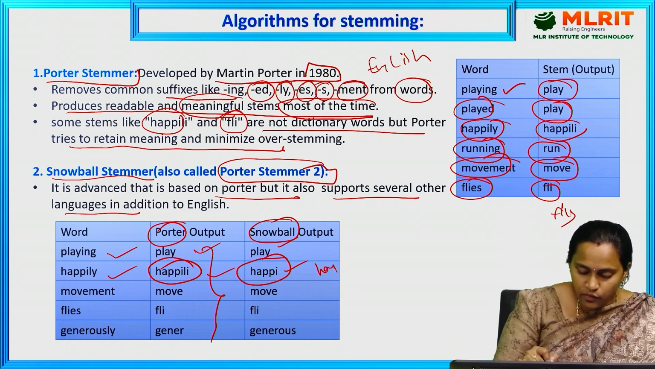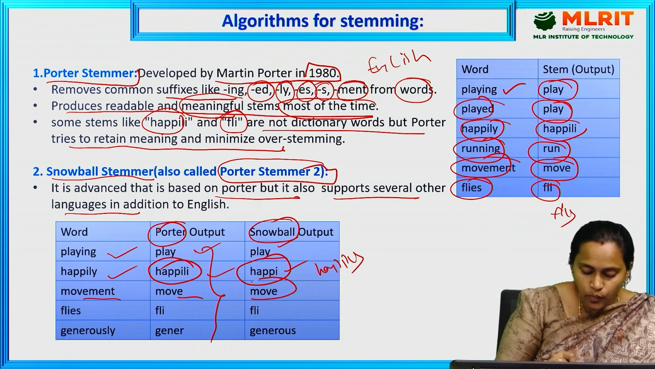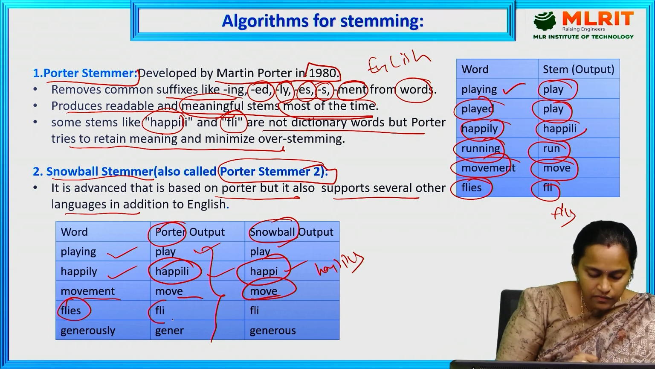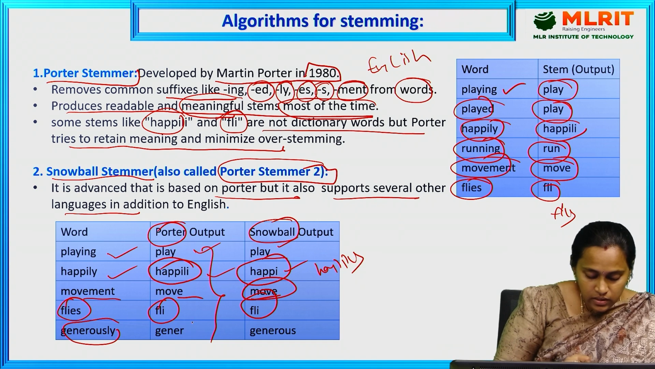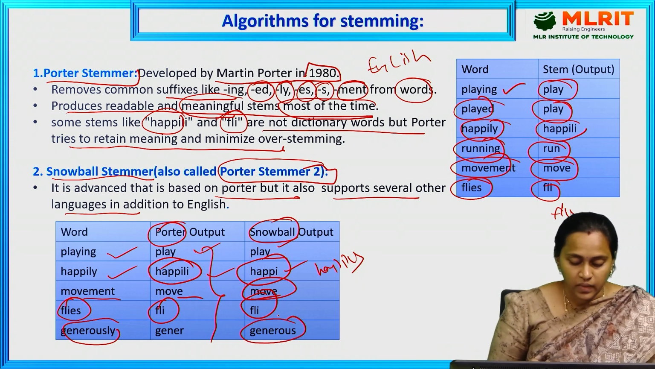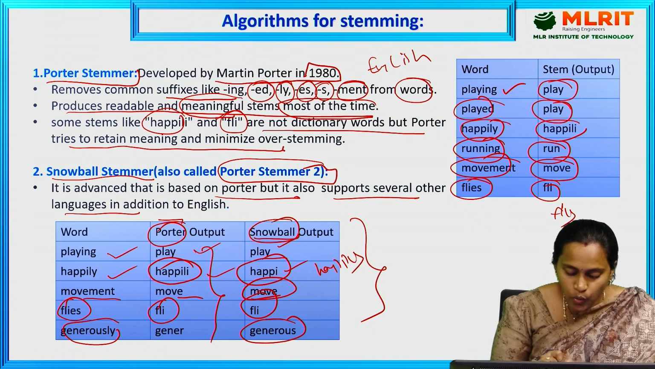But the exact word is happy, right? Movement, move. Flies, fly. Here generously, generous, right? These are some variations between the Porter stemmer and Snowball stemmer.